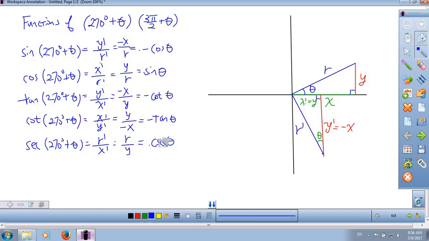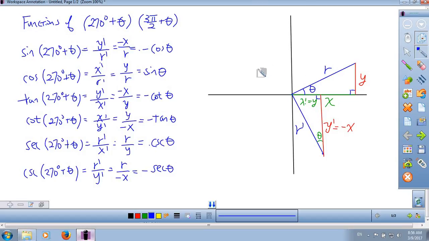So secant is related to cosecant, and when we do cosecant of 270 degrees plus theta, it is going to give us back secant, but a negative secant, because y prime is equal to negative x. Again, the signs are a little bit different. So in the fourth quadrant, when we add 270 degrees, this time we shift three quadrants, the sine and cosecant stay positive, and everything else becomes negative.